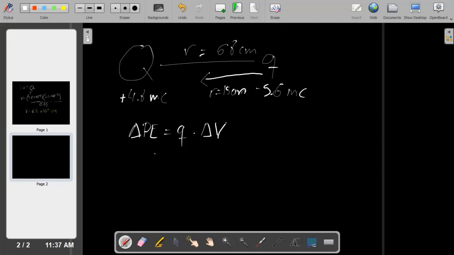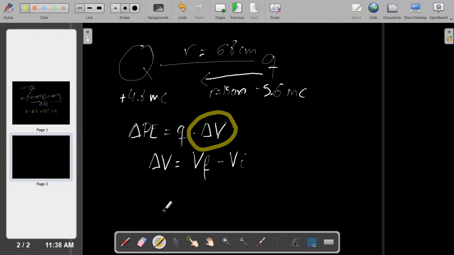What is the change in electrical potential? Let's think about this. The change, delta V, equals our final electrical potential minus our initial electrical potential. So we need to find both the final electrical potential and our initial electrical potential. We're missing these, okay? Very good.